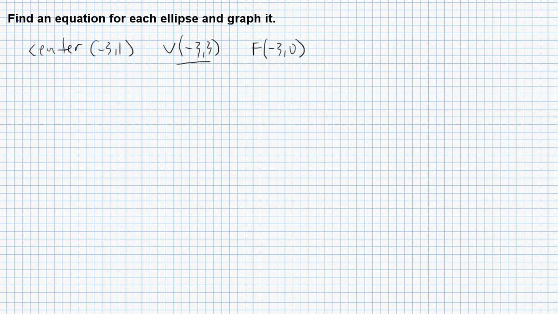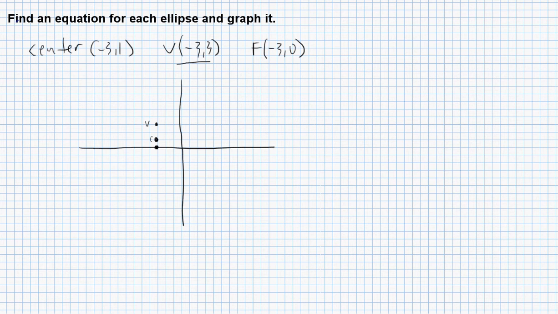Now, in order to get an idea of what's going on, as usual, we will go ahead and graph this information. Since we're going to have to graph it anyway, I'm going to make a sketch graph down here. So the center will be at (-3, 1). That's going to be our center point. And then the vertex is at (-3, 3). And then at (-3, 0) is one of the focus points.